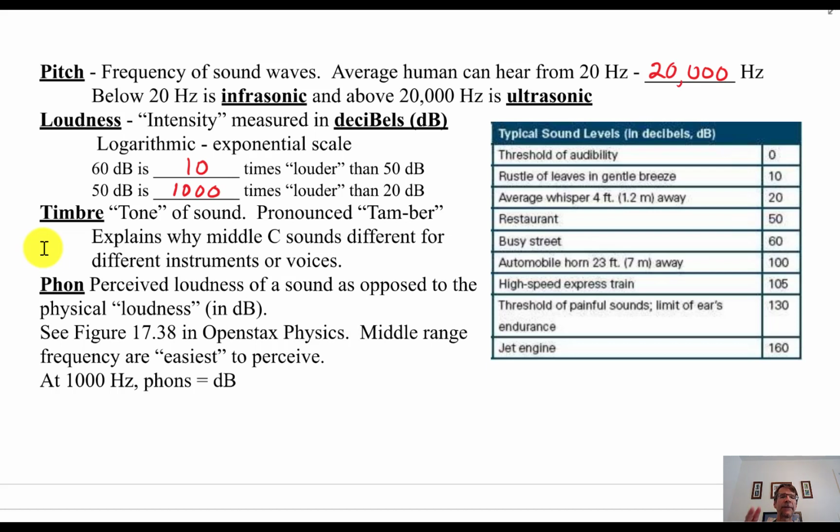Well, because they have different other notes mixed in, what are called overtones and harmonics. That's the timbre. That's what gives things a different sound, even for the same note, because the fundamental note is still 256, but there's other things mixed in with that.